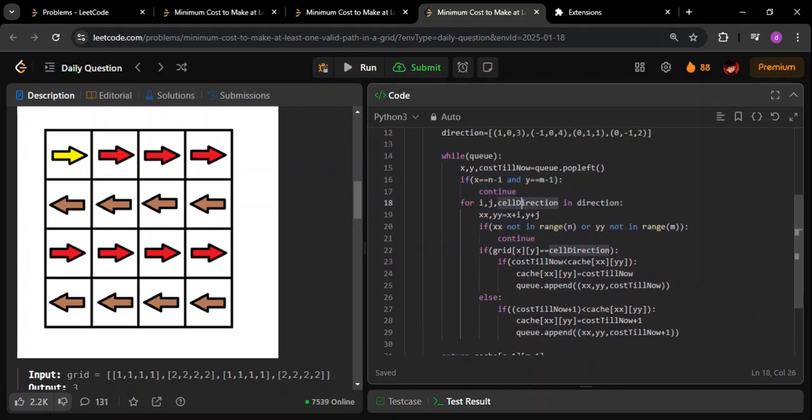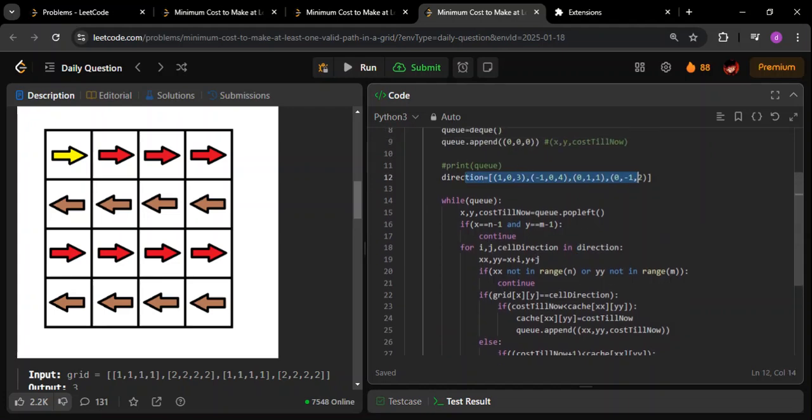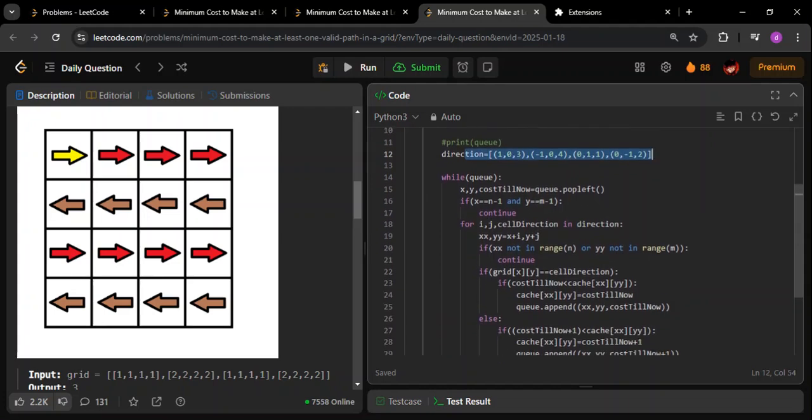See this part. What I'm doing is, I am now going for all the values in the direction. What is the direction? This is the direction array. So for the current node, x comma y is the current node, and this is the cost incurred to reach x comma y. Remember that. Now I have to go to the next nodes. x comma y is the current node, and I have to go to its neighboring nodes.